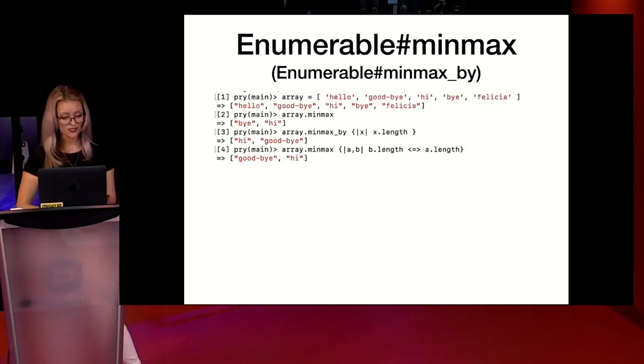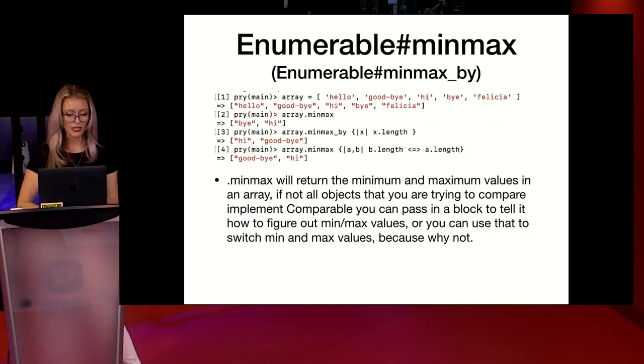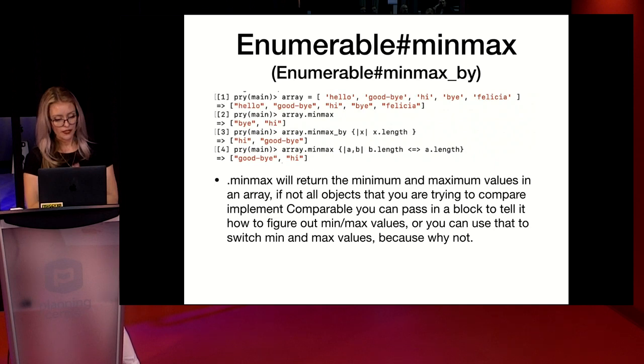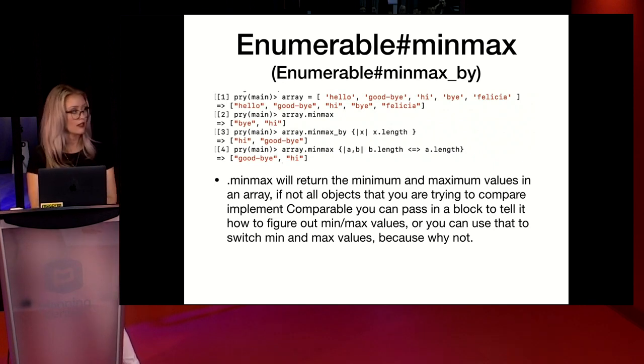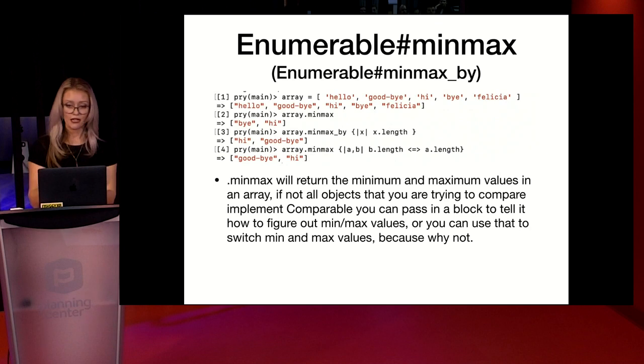So min-max is pretty straightforward. As long as all the elements in your array implement comparable, you can call it without a block. So just min-max and you're good to go. It'll return a 2-value array with the min and max elements. Min will be at 0, max will be at 1. If all of your elements don't implement comparable, you can pass it in a block and tell it how you want to decide which is min and which is max.